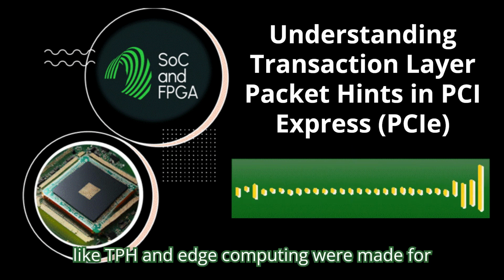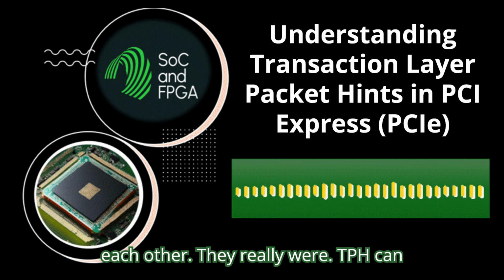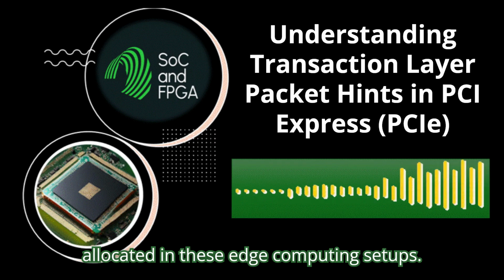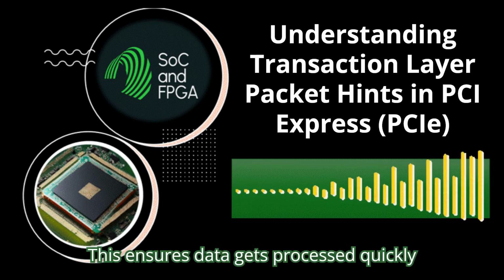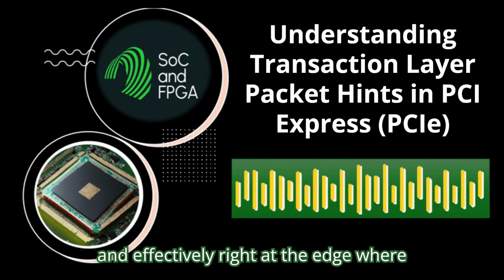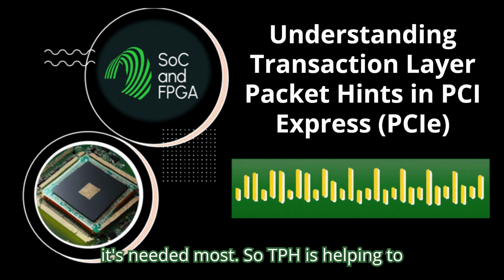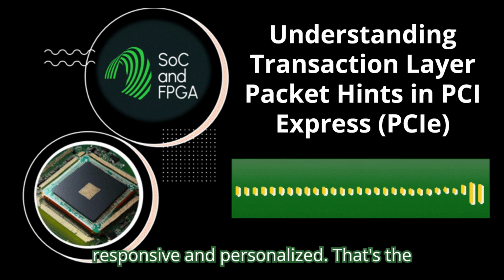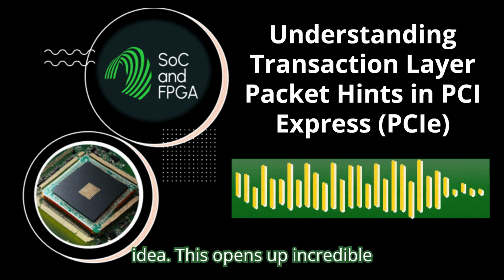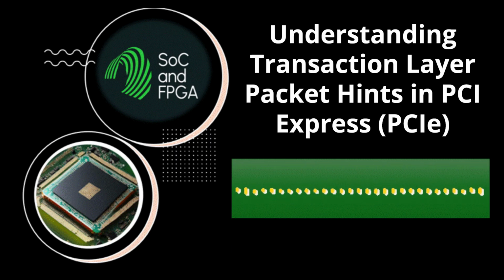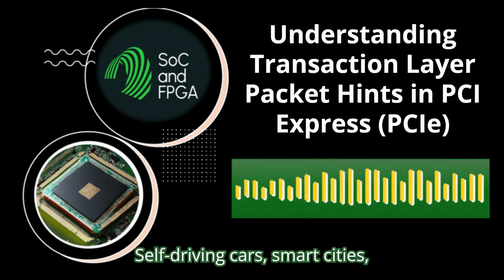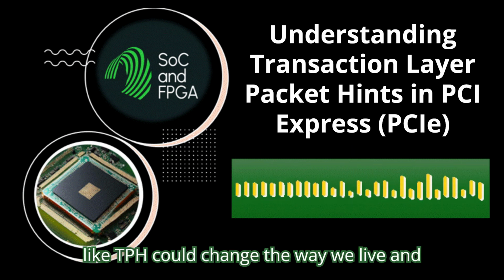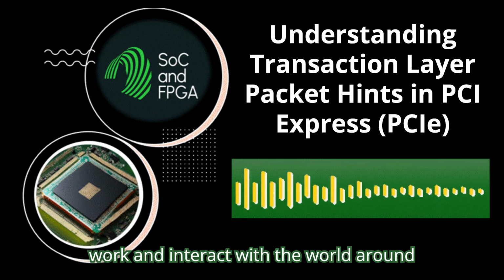It sounds like TPH and edge computing were made for each other. They really were. TPH can optimize data flow and how resources are allocated in these edge computing setups. This ensures data gets processed quickly and effectively right at the edge where it's needed most. So TPH is helping to bring the power of computing closer to the user, making everything more responsive and personalized. That's the idea. This opens up incredible possibilities for so many things: self-driving cars, smart cities, personalized healthcare, augmented reality, you name it. It really seems like TPH could change the way we live and work and interact with the world around us.